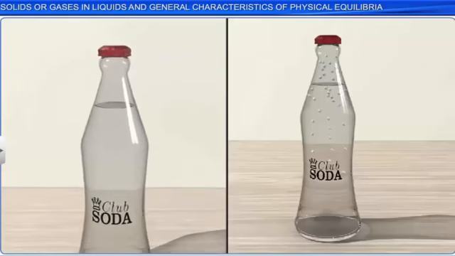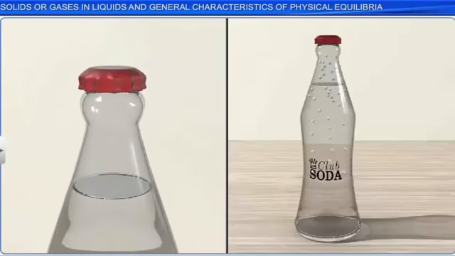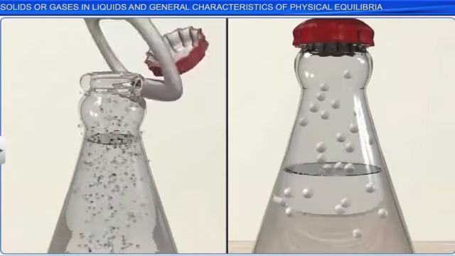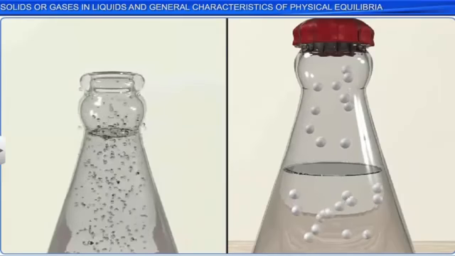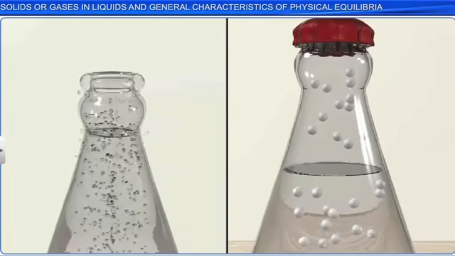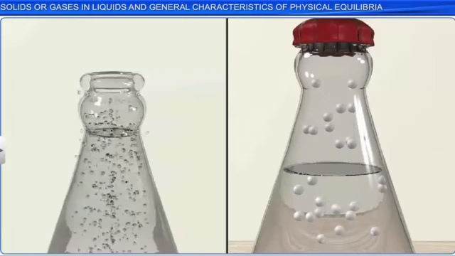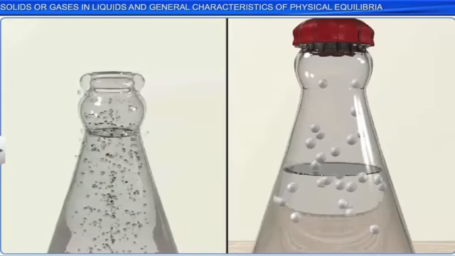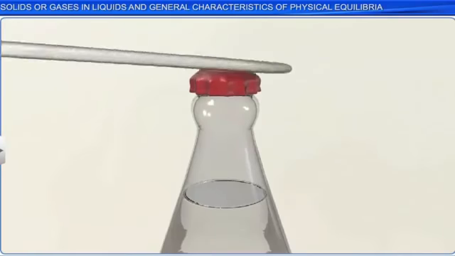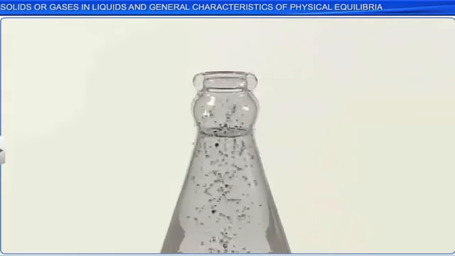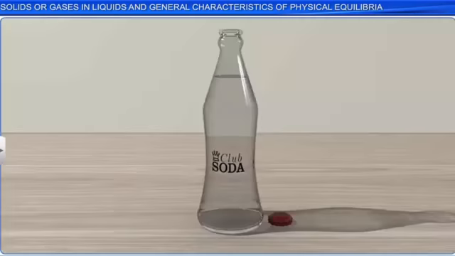When the bottle is opened, the pressure above the solution decreases. To reach the new equilibrium condition under decreased pressure, some of the dissolved carbon dioxide escapes. This gives rise to the fizz that you see when you open a bottle of carbonated drink. This is also the reason why the taste of carbonated drinks turns flat when the bottle is kept open for some time.